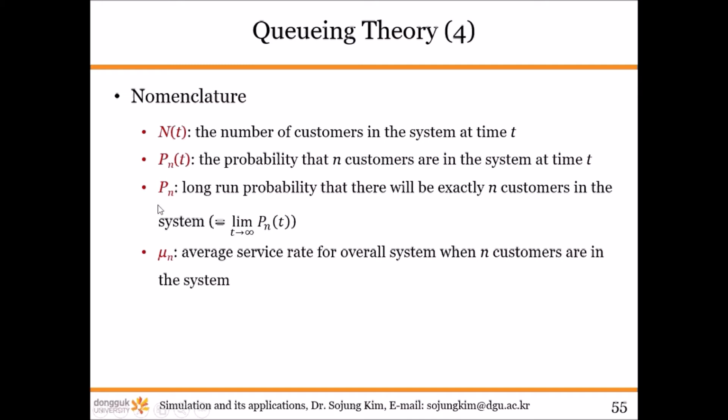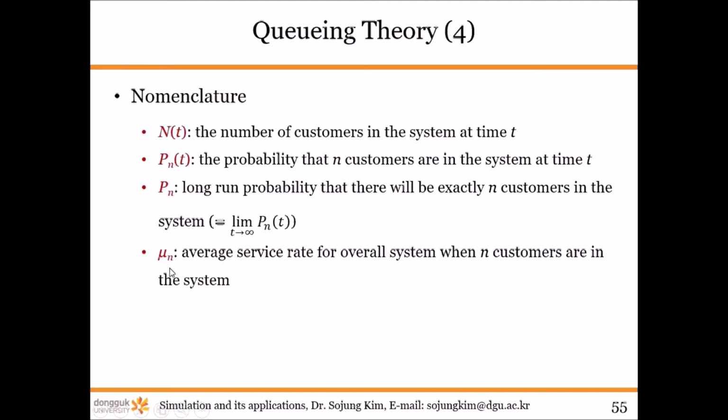And if you run the simulation model, or run the queuing model, for a really long time, then you can ignore the time, because this probability value will converge to a certain value. So P_n means the long run probability that there will be exactly n customers in the system. So t goes to infinity. This is the long run probability, and the other is the probability at time t.